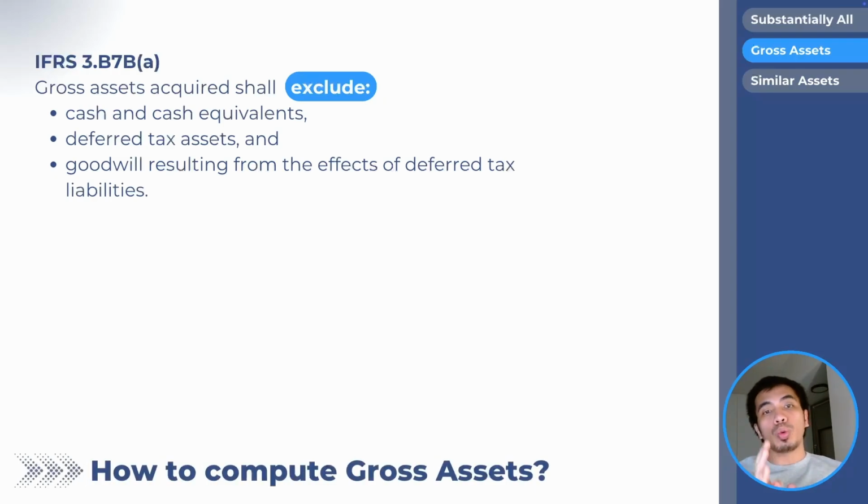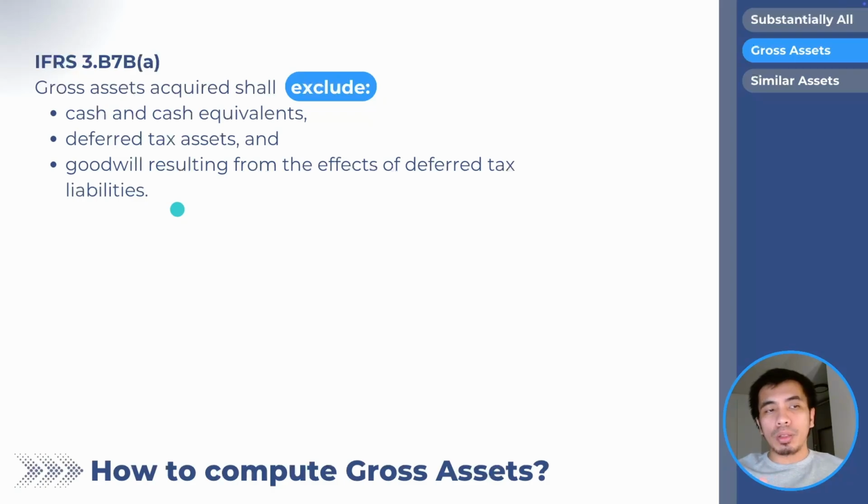First, let me read to you what the application guidance is saying about gross assets, and then we will discuss its practical implications. We will have actual examples in this video. So right now, we're talking about the fair value of the assets that you acquired. Not all of that is part of the gross assets where you multiply the 90%, right? The gross assets that you acquired at fair value exclude cash and cash equivalents, exclude deferred tax assets, and exclude goodwill resulting from the effects of deferred tax liabilities.